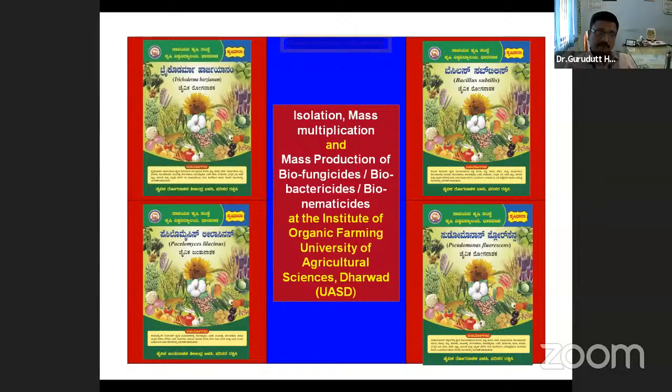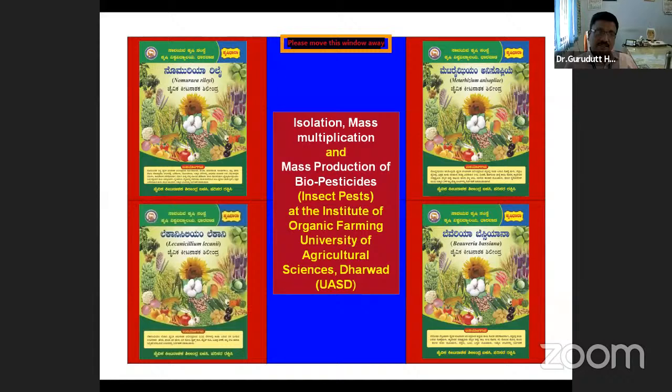This is Trichoderma harzianum, Bacillus subtilis, Paecilomyces lilacinus, now Purpureocillium lilacinus, Pseudomonas fluorescens. These are the different biofungicides, bactericides, and bionematicides we are producing on a large scale. Similarly, mycoinsecticides like Nomuraea rileyi, Metarhizium anisopliae, Lecanicillium lecanii, earlier Verticillium lecanii, and Beauveria bassiana are some of the bioinsecticides being mass multiplied in our institute.